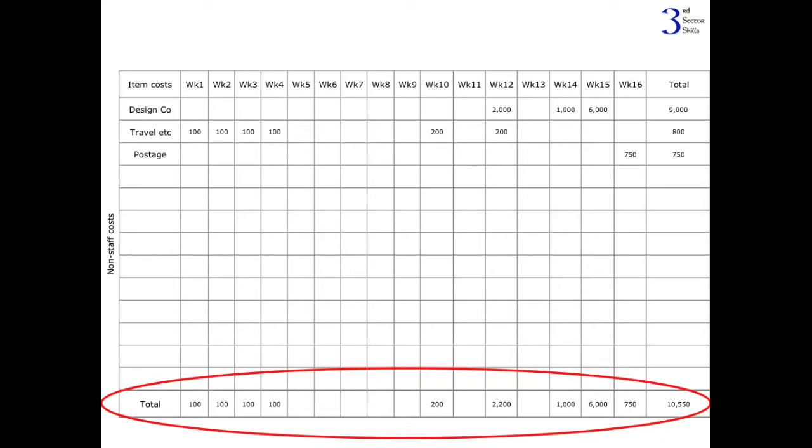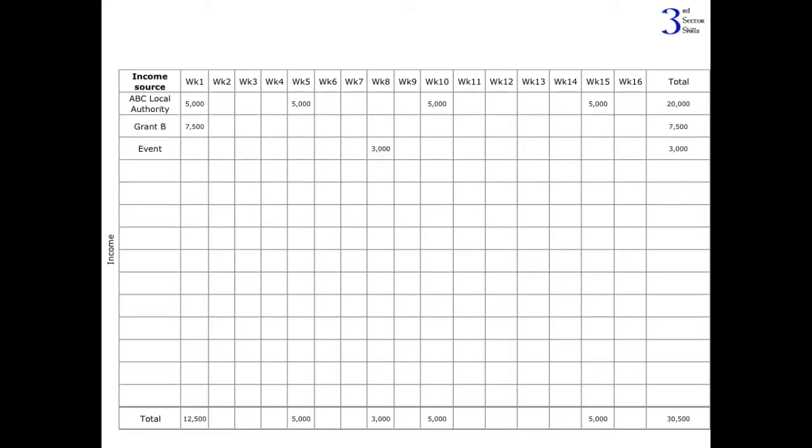What about the income? Okay, here we have the income sheet. Week numbers across the top as usual, and here we have ABC Local Authority have kindly decided to give us £20,000 in 4 bites, and these are the weeks that we've agreed they will pay us. Grant B, I don't know, from a grant making trust of some sort, but they've agreed to pay us up front too, which is jolly decent of them.